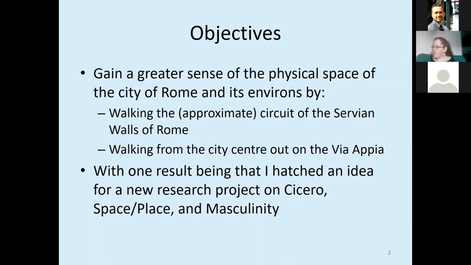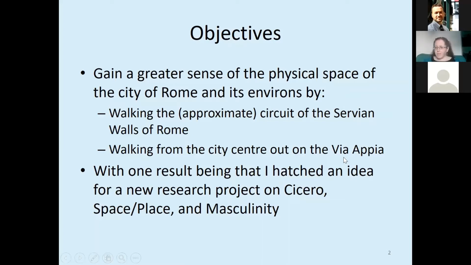And what I decided to do was to take two different approaches to gaining this really broad sense of the space of the city, or at least as it can be reconstructed now, by walking the approximate circuit of the Servian walls of Rome, more on what those are in a moment, and then walking from the city center out on the Via Appia.